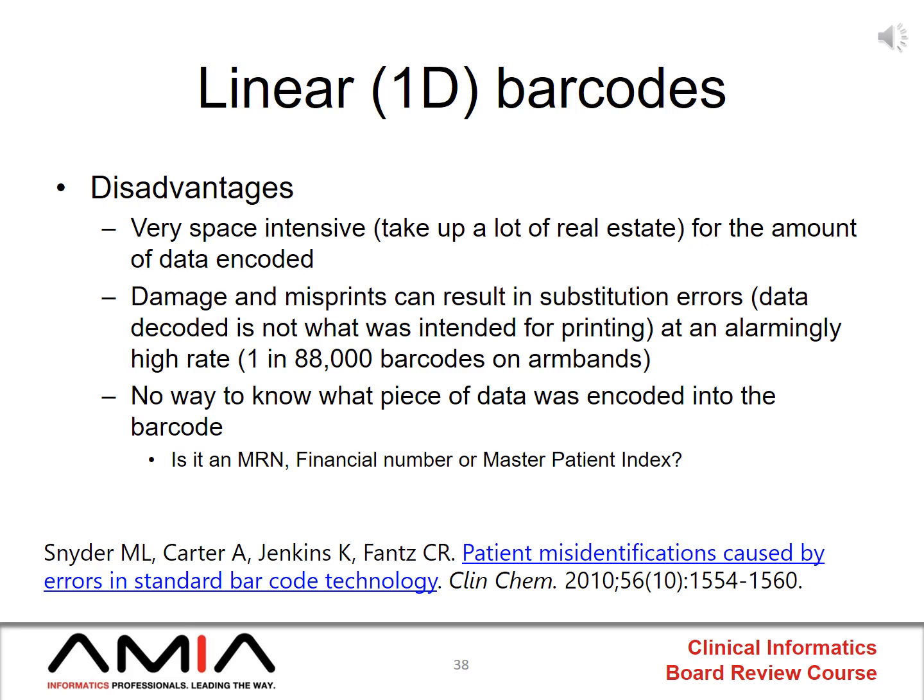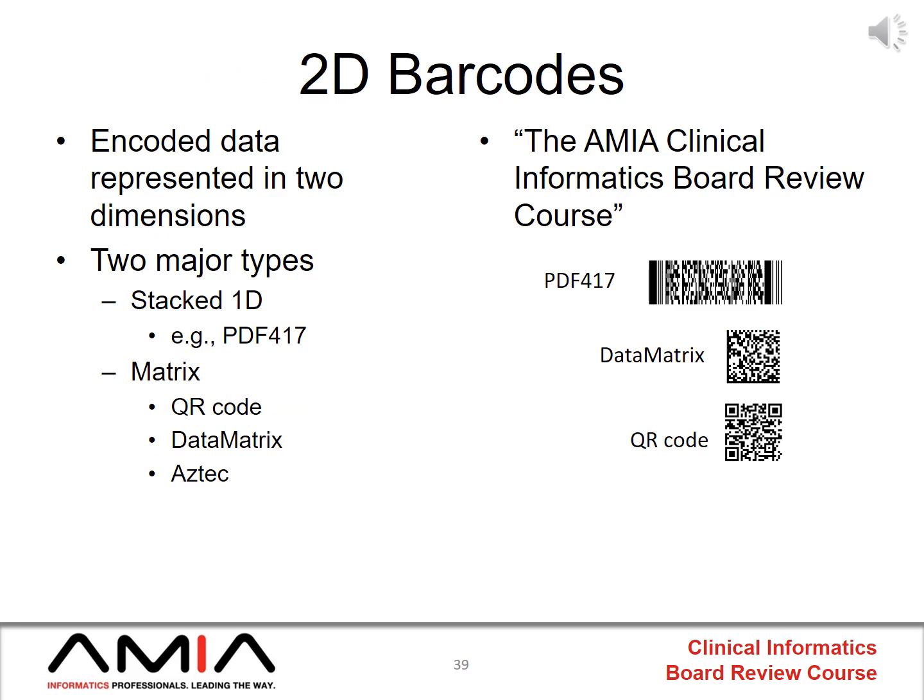Another disadvantage of linear barcodes is that typically a linear barcode will only contain the piece of data, but will not contain any reference as to what type of data was encoded into the barcode. So for example, when you scan a barcode and it results in a series of numbers, you have no idea of knowing if that represents a medical record number, a financial number, a master patient index number, or an accession number on a patient. In contrast to linear barcodes, two-dimensional barcodes or 2D barcodes have data represented in two dimensions.